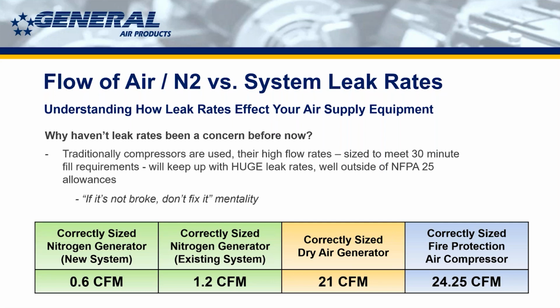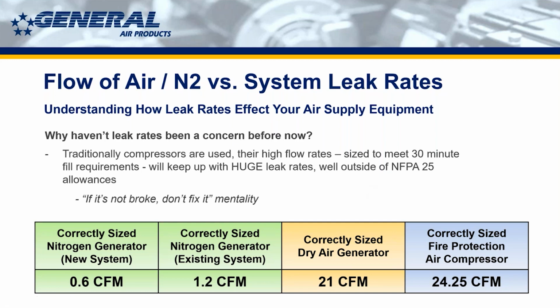But the air compressor can keep up with that because it has a huge amount of flow that it's putting out there. When it comes to a nitrogen generator in nitrogen mode, we have only 0.6 or 1.2 CFM that we're dealing with. It's a very, very low amount of flow to keep up in the system with. So that's why it hasn't come up before now, I think. And that's why we're trying to call attention to it, because it is a big difference.